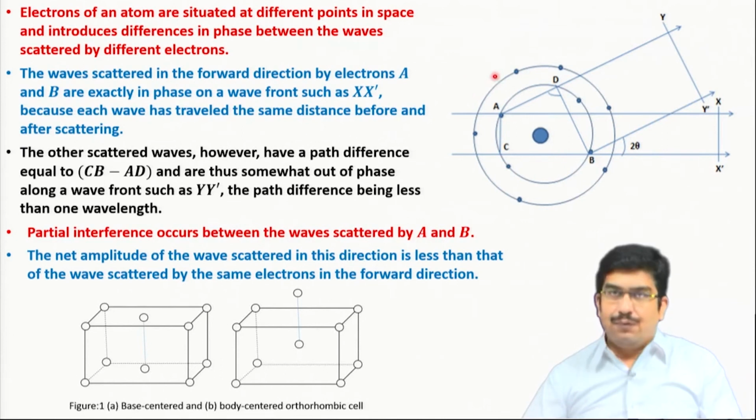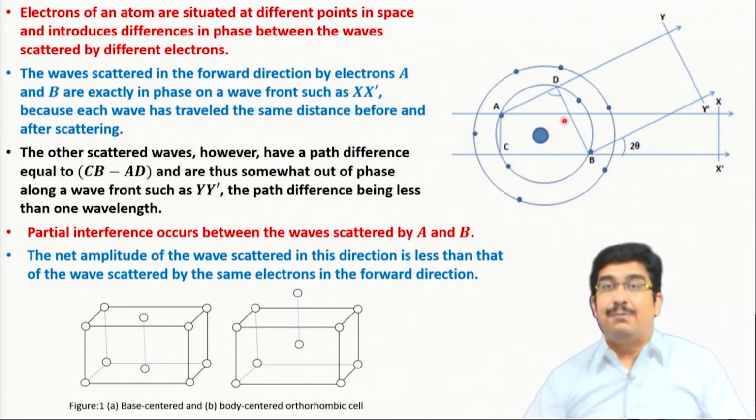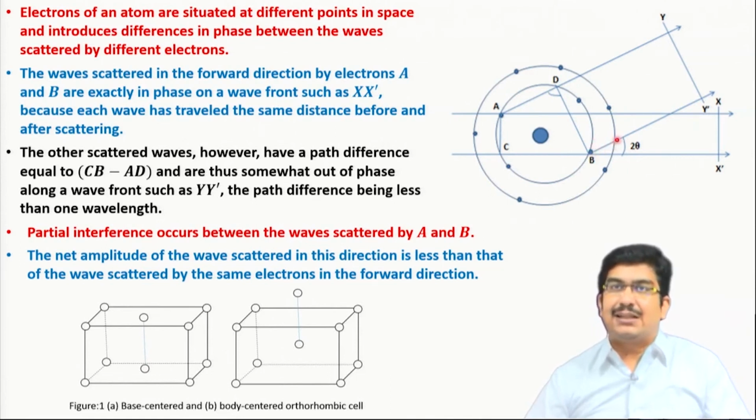Okay. Now, if we imagine some other scattered beam, other than this forward direction, in the same direction, let us imagine. So, let us think that from electron A, I am getting another scattered electron beam instead of forward scattering. I am getting a scattered beam which is going in this direction and making an angle 2 theta with the incident beam here. This angle, let us imagine that this is 2 theta, and from atom B also there is another scattered beam that is generated and making the same angle 2 theta.